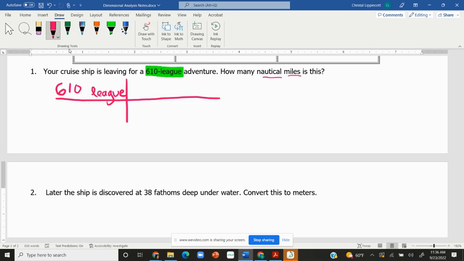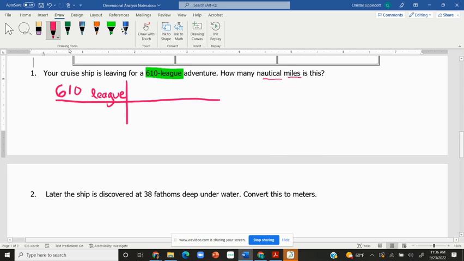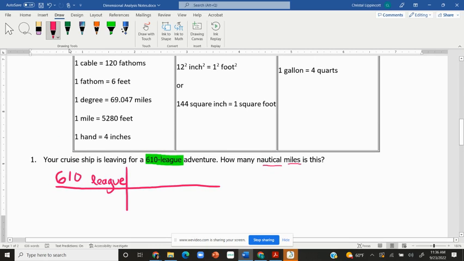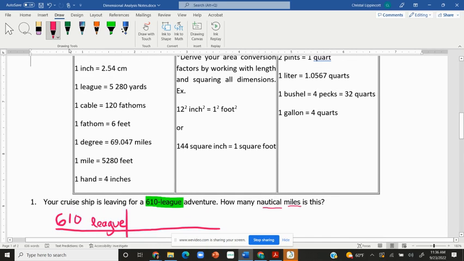You will not be responsible for figuring out weird measurement amounts. For example, I don't know anything about leagues, so we would give you this information. Right here is something that we could use. This is the only one that has leagues in it, so this is the one I'm going to use. I'm going to bring that down here.